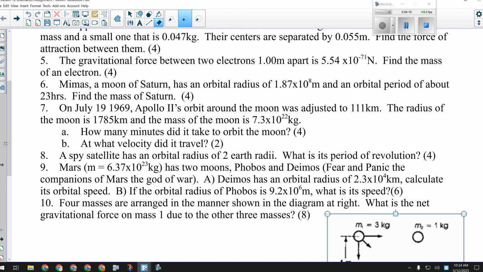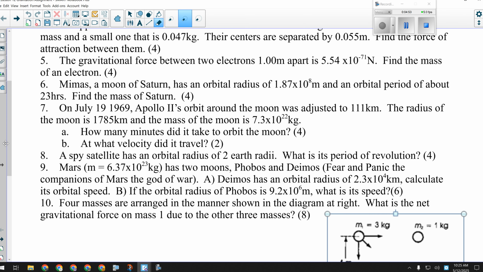Number 8. A spy satellite has an orbital radius of 2 Earth radii. It's also orbiting Earth, as we don't spy on anybody else. I often get people asking, well, what is it orbiting? Earth. We don't spy anywhere else. Its period, what we're just looking for is period of revolution. And then for number 9, it's about Mars and its 2 moons. They're giving you some information about each one and just asking you to calculate something else. So orbital speed for each of Mars's moons, which incidentally orbit in different directions.